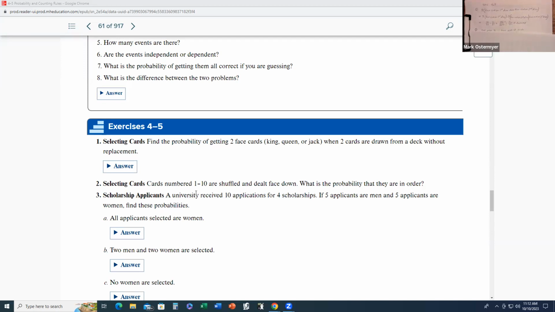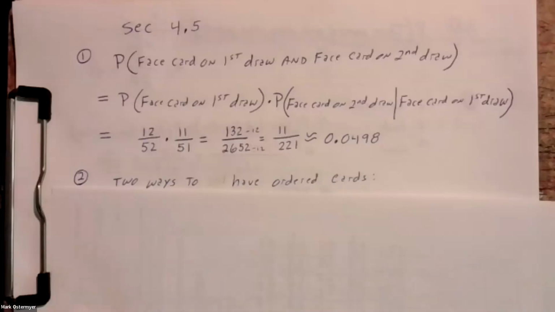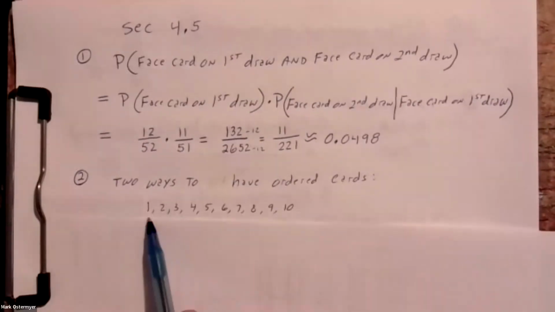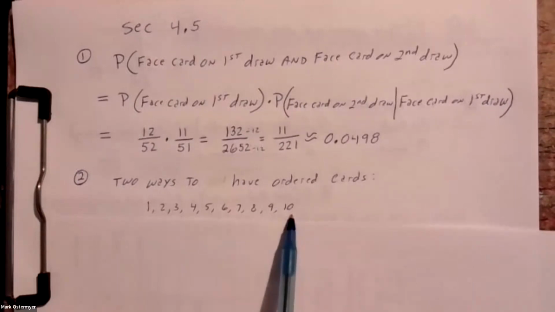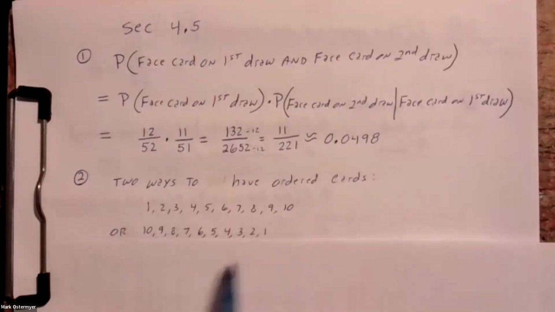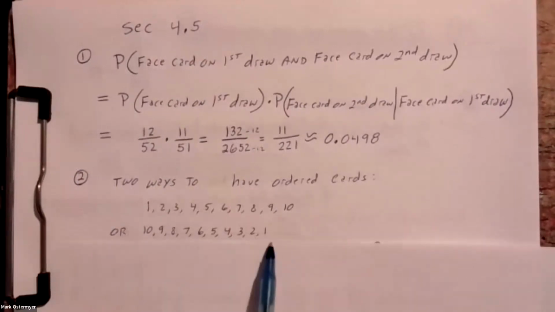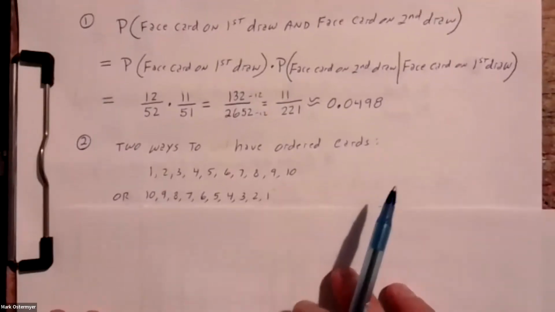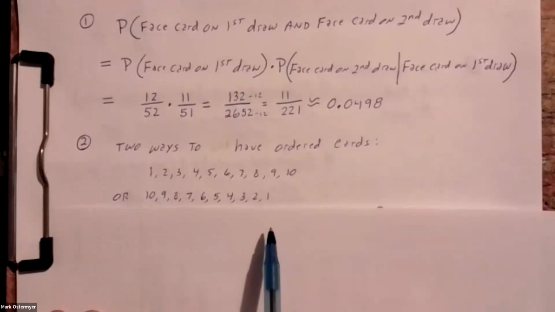So we have 10 cards, each with a number on them, 1 to 10. They're shuffled and they're dealt face down. What is the probability that they are dealt in a specific order? Well, how many different ways can we have order in these cards? There's 2 different ways. We could have them ordered from smallest to largest, 1 to 10, or they could be dealt from largest to smallest, 10 down to 1. So there's 2 ways to deal these 10 cards and then be in an order.